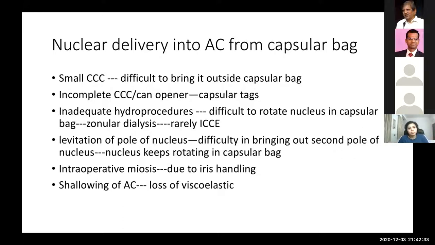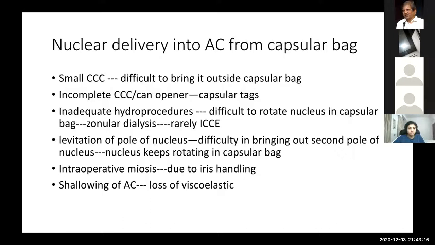Sometimes the postgraduate will attempt the nucleus when the hydrodissection is incomplete. In such a situation, we can get a zonular dehiscence because of improper separation of the cortical fibers from the capsular sac. And occasionally we even see posterior capsule rupture because of inadequate hydrodissection. So one of the most important things is, before they attempt any nuclear management, they have to learn hydrodissection properly.